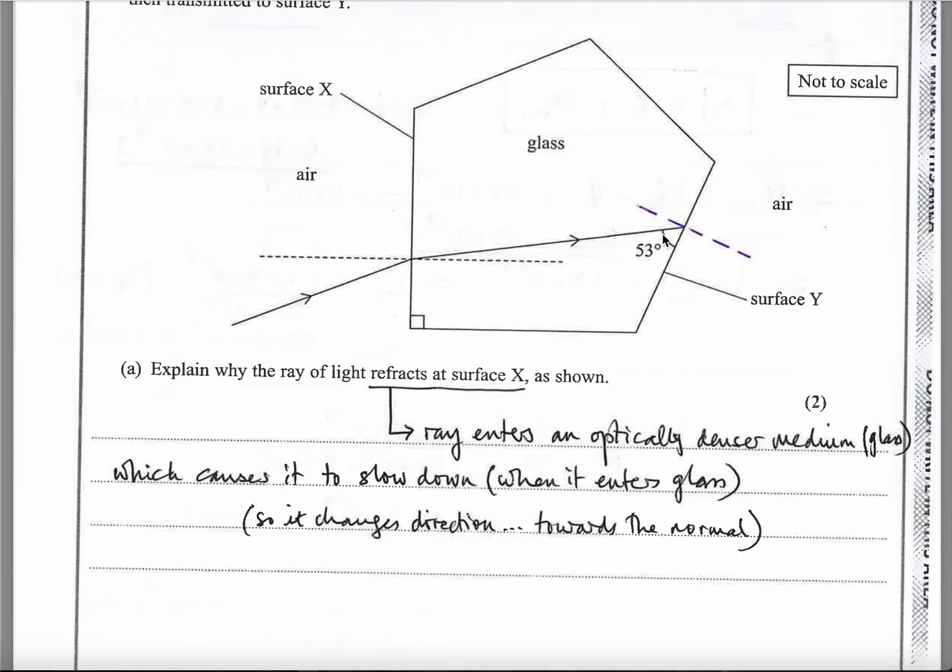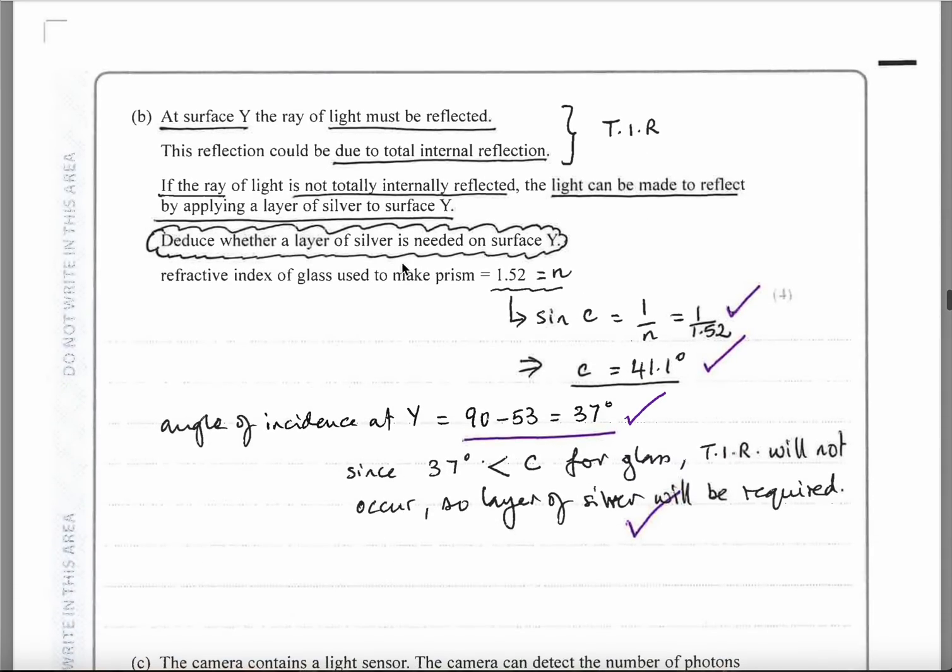Now, remember what I said? Students, if they think this is the angle of incidence here, it's not. It's the angle between the normal and the ray. So they're trying to trick you to use this 53 degrees. Now look at my answer. They want you to deduce whether a layer of silver is needed to cause it to reflect or not. Well, the refractive index of glass that they've used, they tell you is 1.52. They give you this equation in the back: sine of the critical angle is 1 over n. So we know that it would be 41.1.